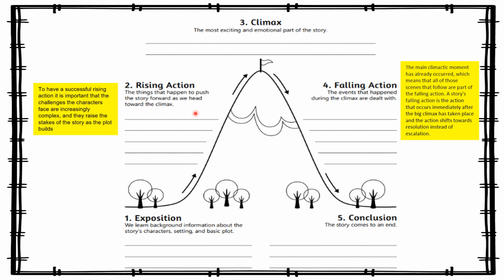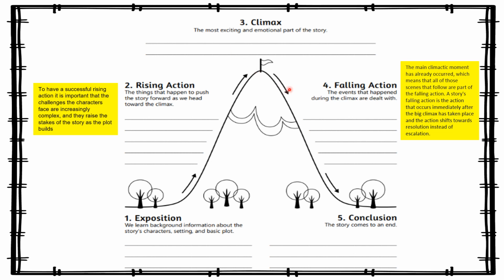The rising action are the things that happen to push the story forward as we head towards the climax. Now, to have a successful rising action, it's important that the challenges the characters face are increasingly complex and that they raise the stakes of the story as the plot builds. All right? You want important problems in the story. When we go to the climax, remember that's the emotional part of the story where your heart is thumping and you're thinking to yourself, oh my goodness, why did that happen?